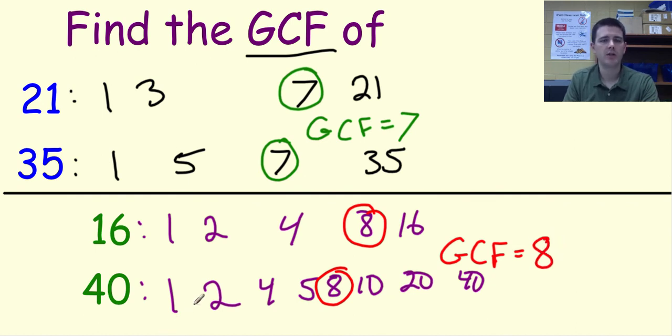Remember, when all else fails, every pair of numbers is going to have 1 as a common factor, so you can always find at least something, but we want to find out what's the biggest number. So in this case, 8 is going to be our largest common factor.